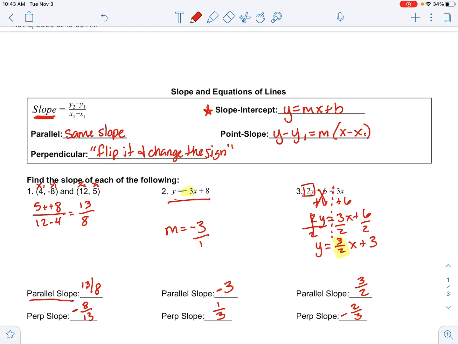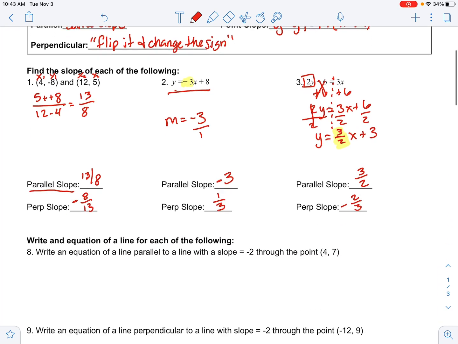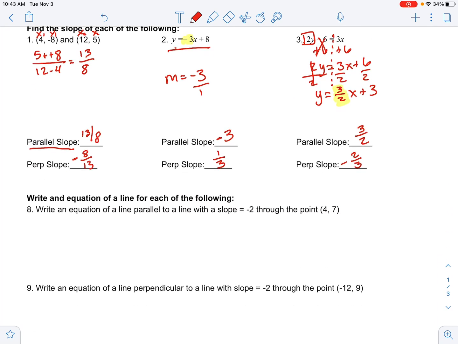So that should look very familiar. That was review from Monday, Tuesday. Now we're going to start actually writing equations. Writing equations does not change a whole lot from what we had been doing. The biggest thing is you have to pay attention to whether you're going parallel or perpendicular, because we are going to have to change the slope.